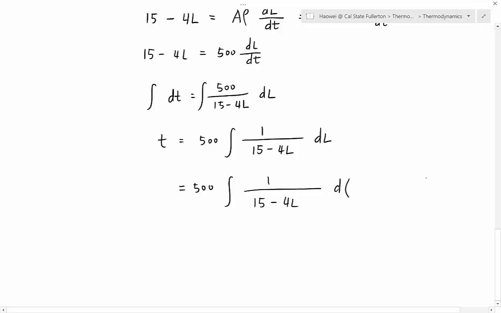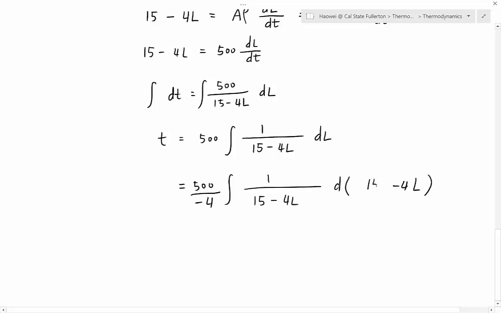Okay, so what I'm going to do is, first of all, I'm going to multiply L by -4. If you do that, in order to keep the equal sign still valid, you have to divide the right-hand side by -4. -4 cancels -4, so the equal sign is still true. And next one, what I'm going to do is to add a 15 before -4L.